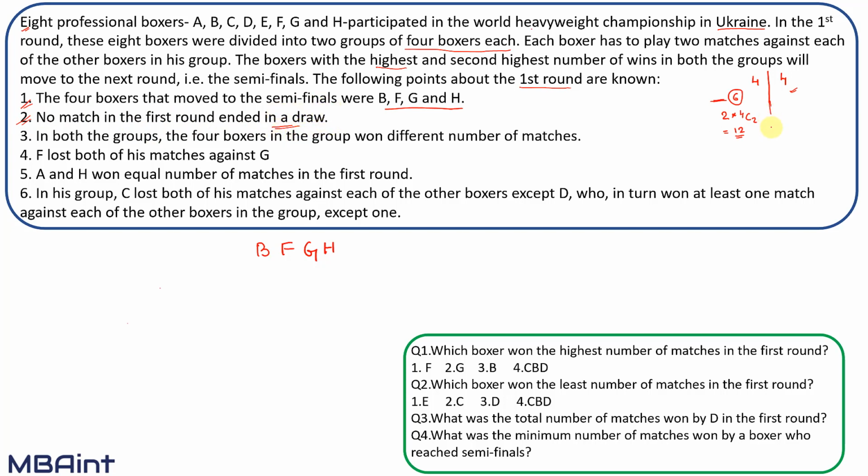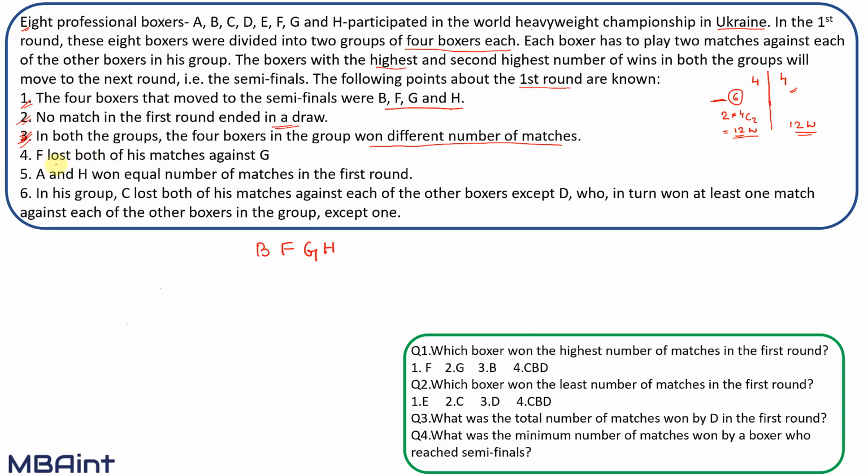So altogether in each group there will be 12 wins, and this group also will have 12 wins or 12 losses. That does not matter because we won't have any draw. The third point says that in both the groups, the 4 boxers in the group won a different number of matches. Okay. So again, this is not the point to start with. So we'll see what further we have.